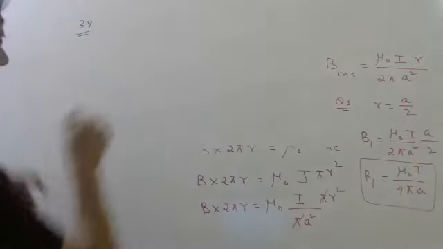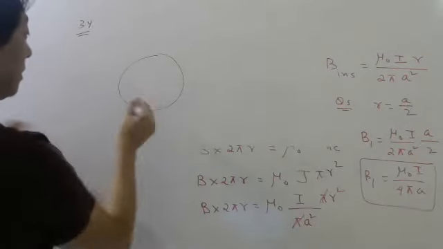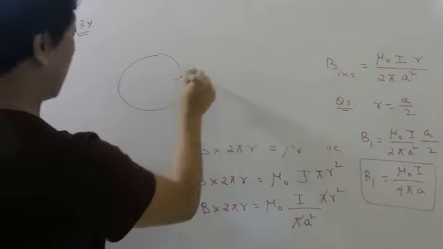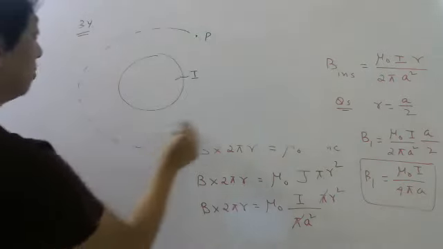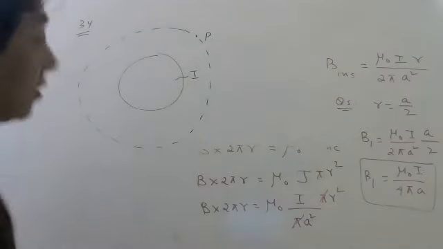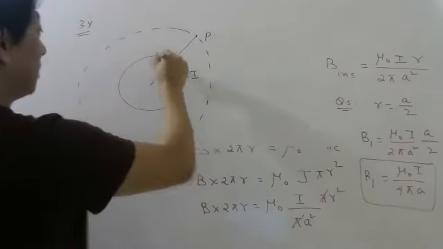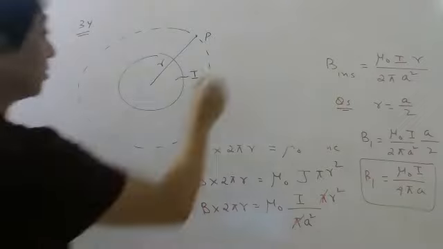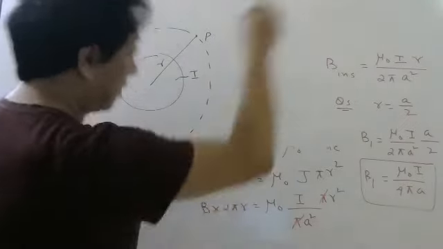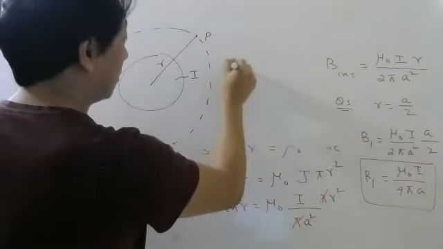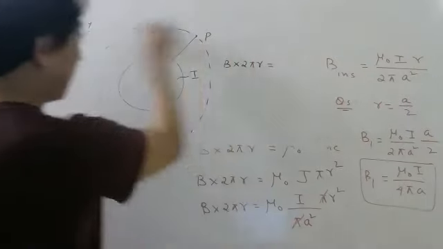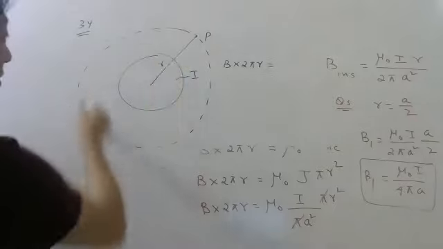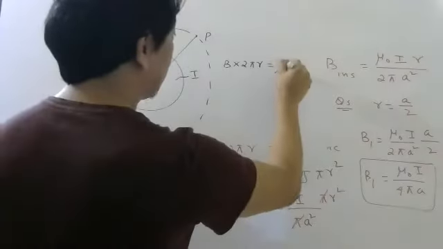For outside, if this is your wire and the total current coming out is I, if my point is outside, then like this I will make a loop. Yes or no? Distance from the center is R. So now if you repeat the whole derivation, the left side of Ampere's circuital law will be B into 2 pi R, because integration is done on this loop. Mu naught times current inside.